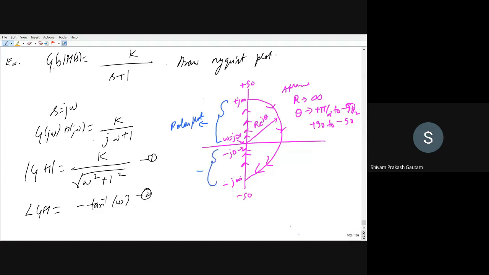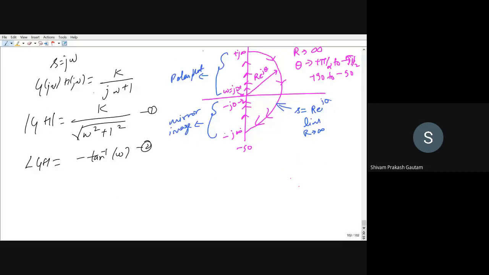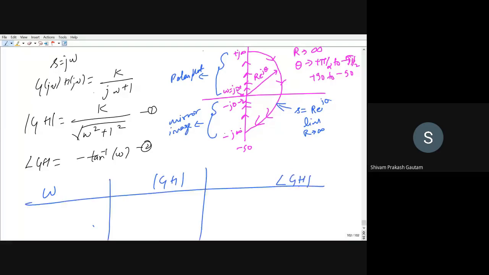Now the mapping of negative frequency is the mirror image of the polar plot. And for mapping this semicircle, you have to put s equal to R e to the power j theta in place of s, and then you have to put the limit R tends to infinity. So these are the three parts that we have to calculate. But first we have to draw the polar plot. And for drawing the polar plot, you have to make a table for omega, magnitude and phase, and you have to vary the value from 0 to infinity.